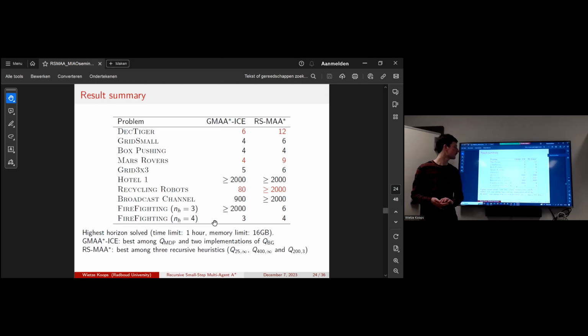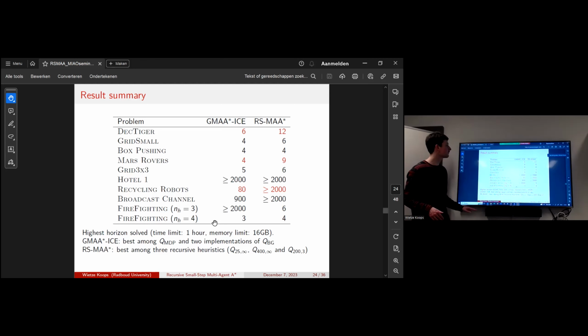Is there any structuring that you can see, or does it just depend on the problem? So for Dec-Tiger, there's a periodicity. If your horizon is a multiple of 3, then you just want to open the door every 3 stages. If it's 1 or 2 modulo 3, then you just add one more observation to one of these things, or two more observations, because it's 2 modulo 3. And for some others, it's much more complicated.